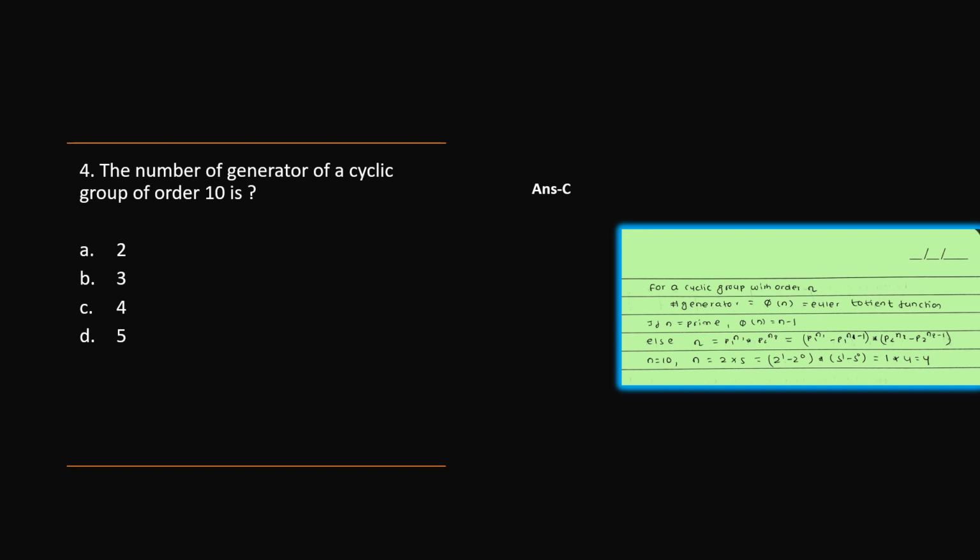Here n is 10, which is not a prime number, so it gets divided into 2 into 5. The formula will be 2 to the power 1 minus 2 to the power 0, into 5 to the power 1 minus 5 to the power 0. So 1 into 4 will be 4. So the answer will be C here. The number of generators will be 4.